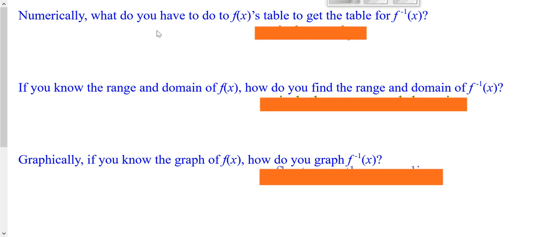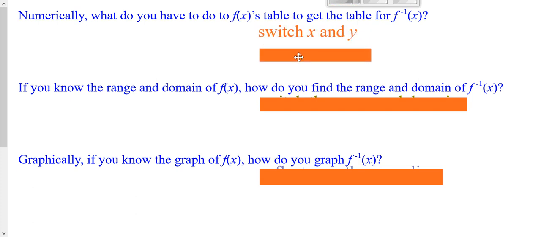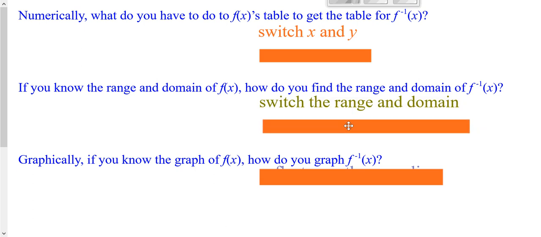So, numerically, looking at your table, how do you go from your function to your inverse? Well, you switch x and y. If you know the domain and range of the original, you can find the domain and range of your inverse by just switching the domain and range. What was the range of your original goes to the domain of your inverse. What was the domain of your original goes to the range of your inverse.